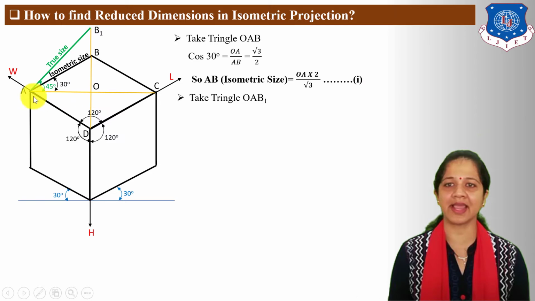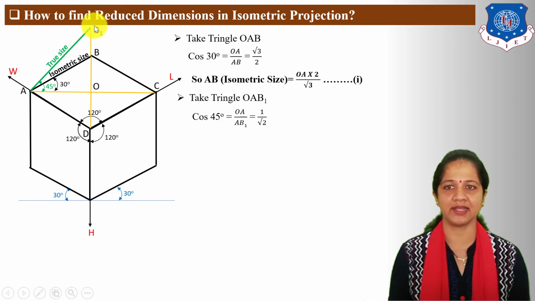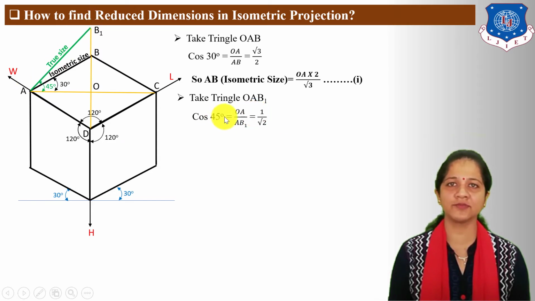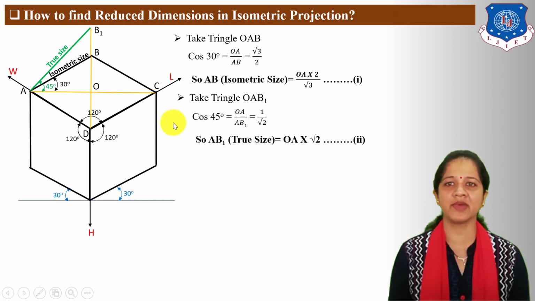Next, take triangle OAB1 and find out cos 45. Now cos 45 is equal to nearest side divided by hypotenuse side. Here nearest side is OA and hypotenuse side is AB1. And the value of cos 45 is equal to 1 upon root 2. So AB1 true size is equal to OA into root 2. This is equation number 2.